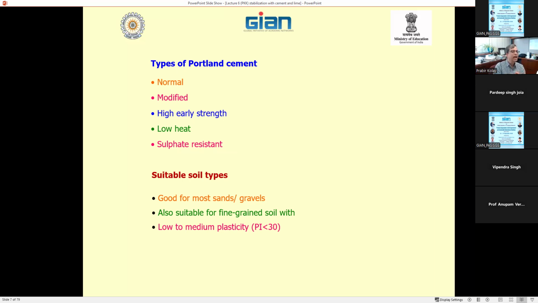And suitable soil type: cement can be used for sand and gravel, mostly granular type of soil. Also suitable for fine-grained soil. So obviously cement is suitable for all types of soil. If it is a clay type of soil, you need to add more quantity. Low to medium plasticity, plasticity index less than 30, can be used also.